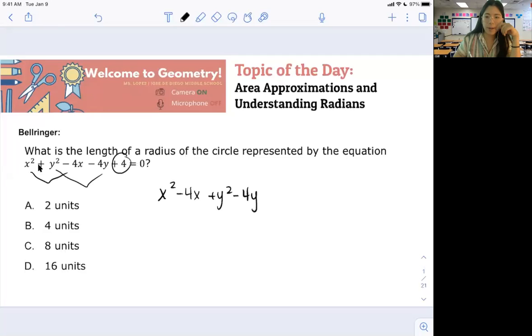And what should I do with the 4? Subtract it and get it to the other side. So don't forget about that 4, because if you forgot about it, you might have gotten the wrong answer. Okay, now we're here. What do I do next?